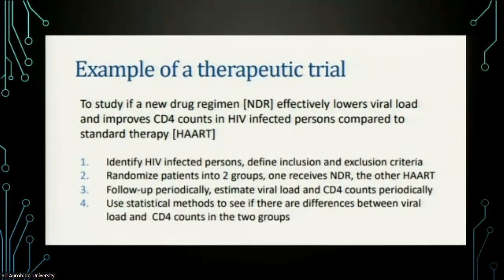These are few examples of a therapeutic trial to study if a new drug regimen effectively lowers the viral load and improves CD4 count in HIV infected persons compared to HAART, that is highly active antiretroviral therapy, जो आजकल बहुत commonly हम HIV patients को देते हैं. इसमें यह है identify the HIV infected persons, define inclusion and exclusion criteria. You randomize patients into two groups. One receives the new drug regimen and the other HAART. Follow up periodically. Use statistical methods to see if there are any differences, and only if it is statistically significant, we count on the new treatment as effective.